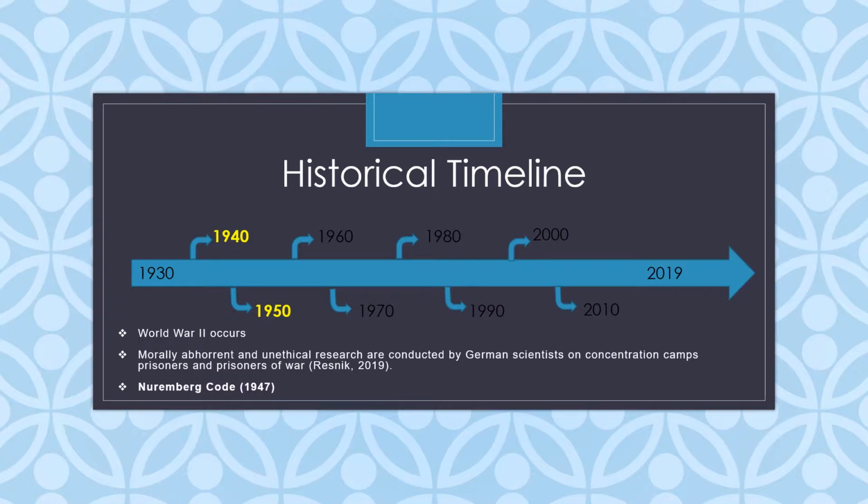In the 1940s and 50s, World War II occurs, and morally abhorrent and unethical research is conducted by German scientists. This is done at concentration camps, where prisoners of war and prisoners brought to the concentration camps were subjected to biomedical studies. And in 1947, the Nuremberg Code was established.